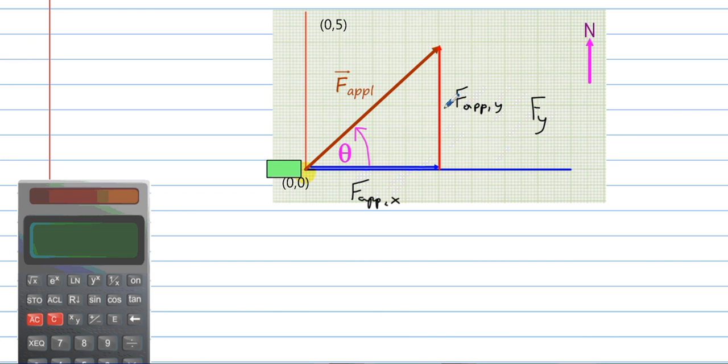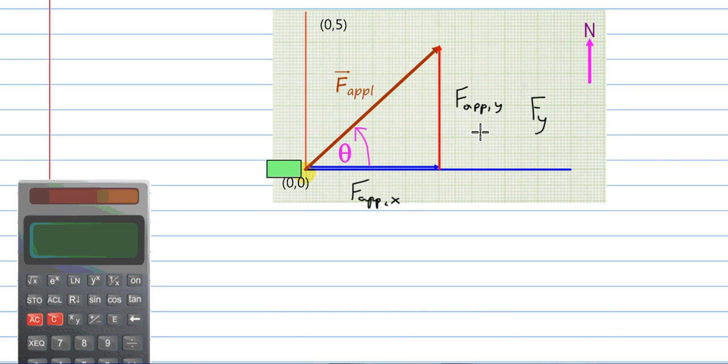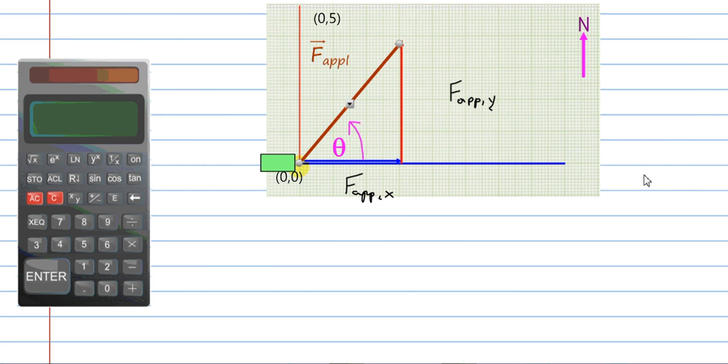Not only will you see different ways of identifying the name of the component, you will also see some differences in terms of how they are drawn. In some cases, you might see components that are drawn with dotted lines. For example, you might see something like this. Or alternatively, you might see a component that does not have an arrowhead on it at all. Again, different people use different methods of showing the components of the vector.